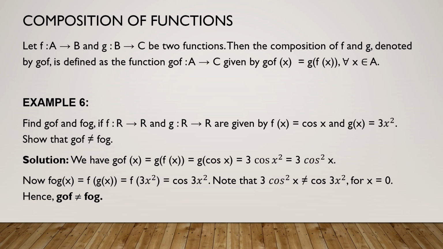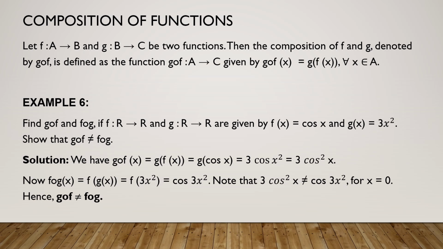Let us understand composition of functions with the help of an example. Find g of f and f of g. For f from R to R and g from R to R, f(x) is given by cos x and g(x) is given by 3x square. First thing is we will find g of f of x. By definition, it is equal to g of f(x). So that is g of, what is f(x)? Cos x, g of cos x. What does the function g do? 3 into the number square. So 3 cos x square. So g of f of x is 3 cos square x.